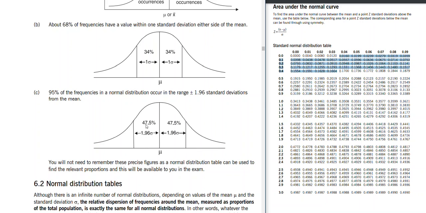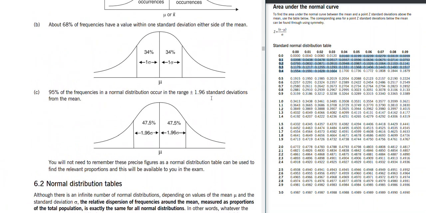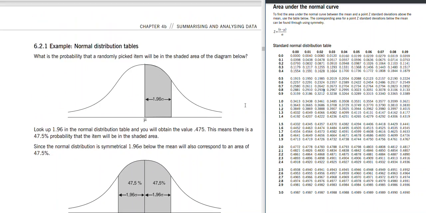About 47.5% of data below the mean will have a standard deviation of 1.96. About 47.5% of data above the mean will have a standard deviation of 1.96. You don't have to know this. It is already given in this table, and I will show you how you can use this table.